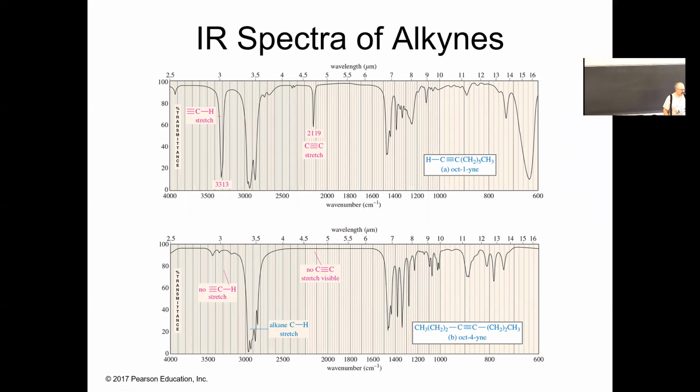Here's a couple of different alkynes. This is oct-1-yne. We have the very distinct alkyne CH stretch at 3313. Remember, the alkene was just above 3000. And then we have the CC triple bond stretch at 2119. Then here we have oct-4-yne, a symmetric molecule. There's no alkyne CH stretch because there's no alkyne CH. There's also no CC triple bond stretch. Because of the symmetry, we're not changing the dipole moment as this stretches, and so that doesn't show up.